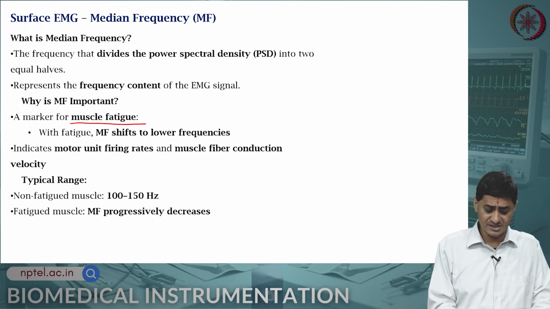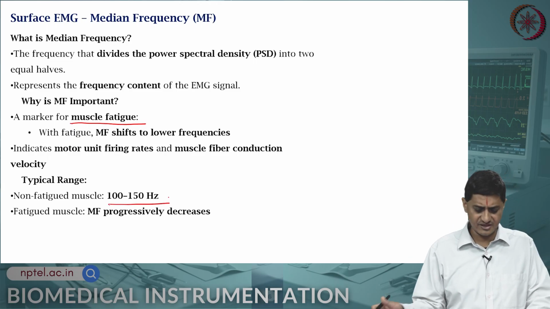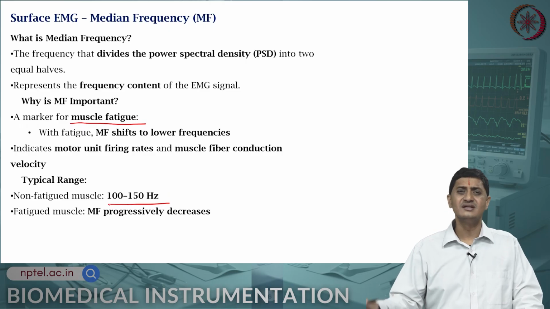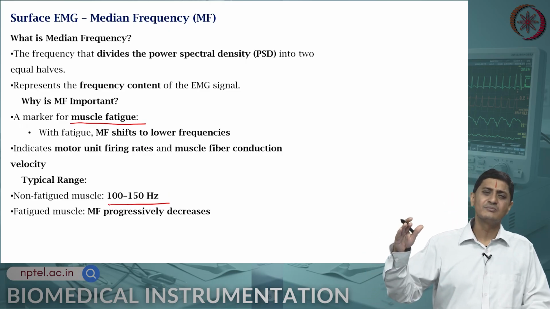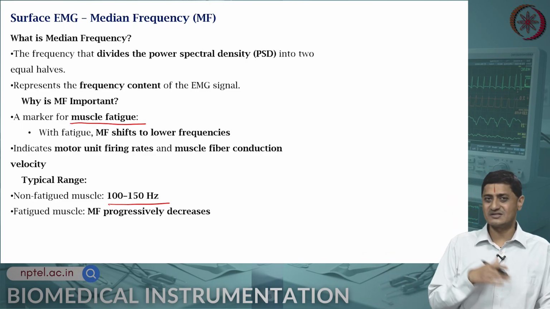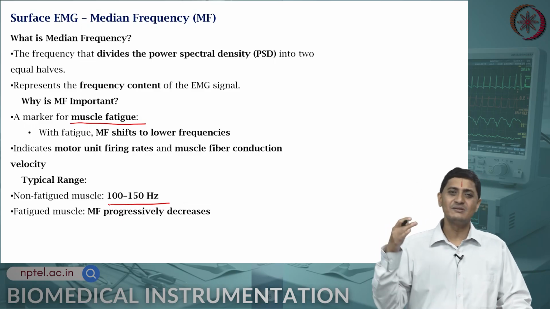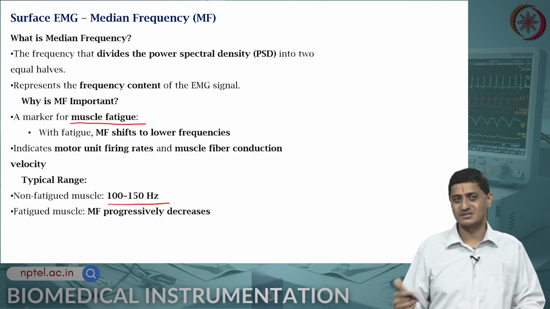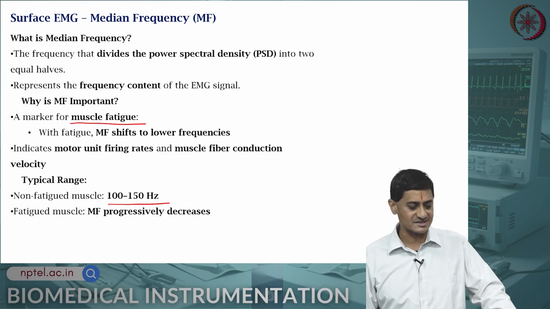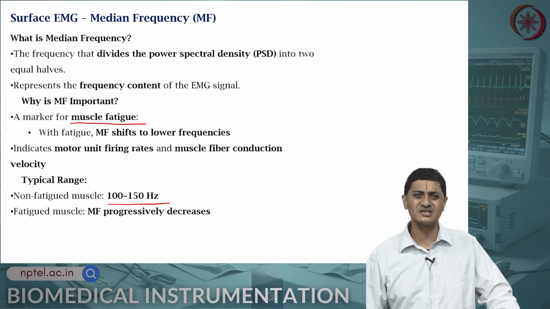The typical range in non-fatigued muscles is between 100 and 150 hertz. In fatigued muscles, this median frequency progressively reduces. As fatigue increases, the median frequency keeps on reducing. Through median frequency analysis, simply using surface EMG, I can detect fatigue of a muscle.